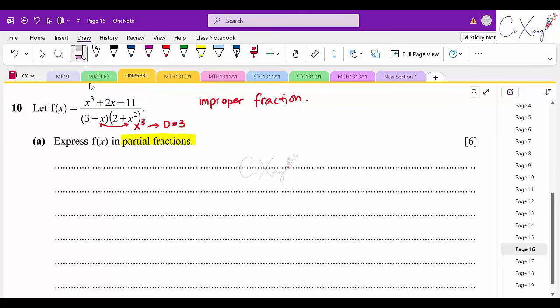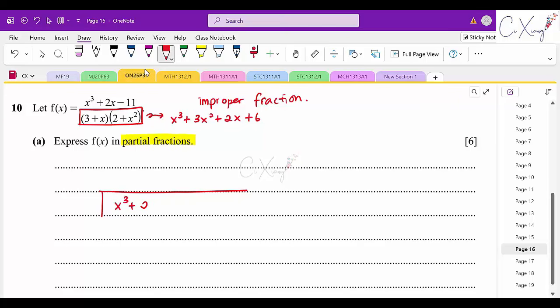Before we start, of course, we need to know what is the divisor or factor in this case. This is the divisor. You need to expand it first. If you expand it, you get x power 3 plus 3x squared plus 2x plus 6. That means when you want to apply the long division, this is what you have: x power 3 plus 0x squared plus 2x minus 11. And I'm having the divisor x power 3 plus 3x squared plus 2x plus 6.